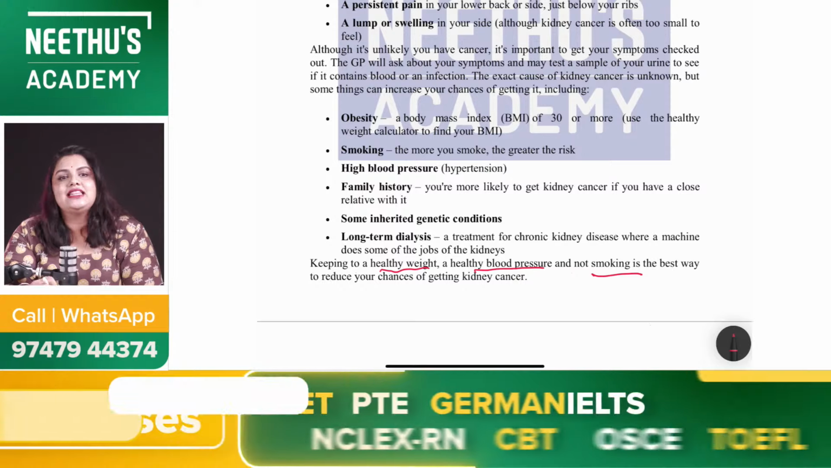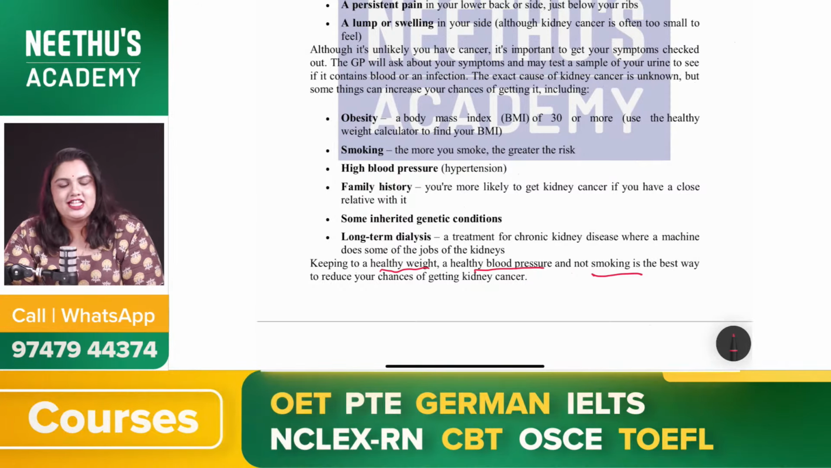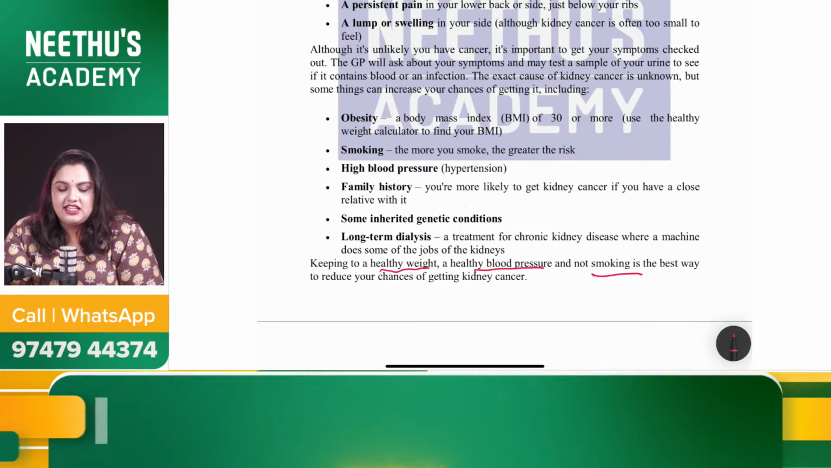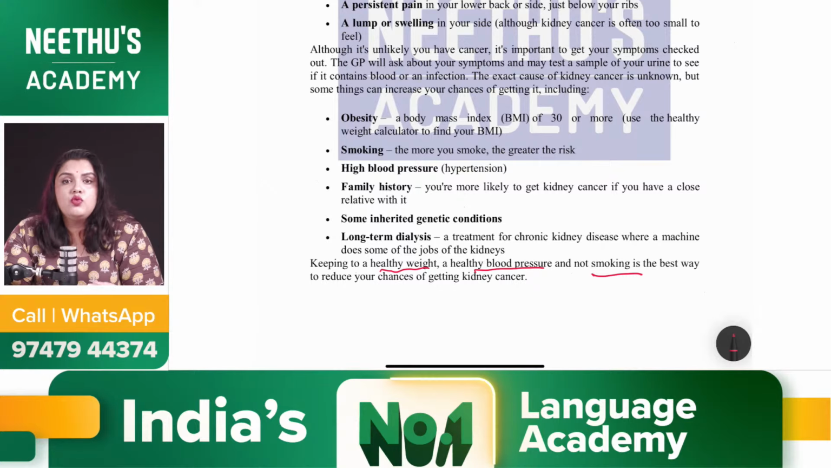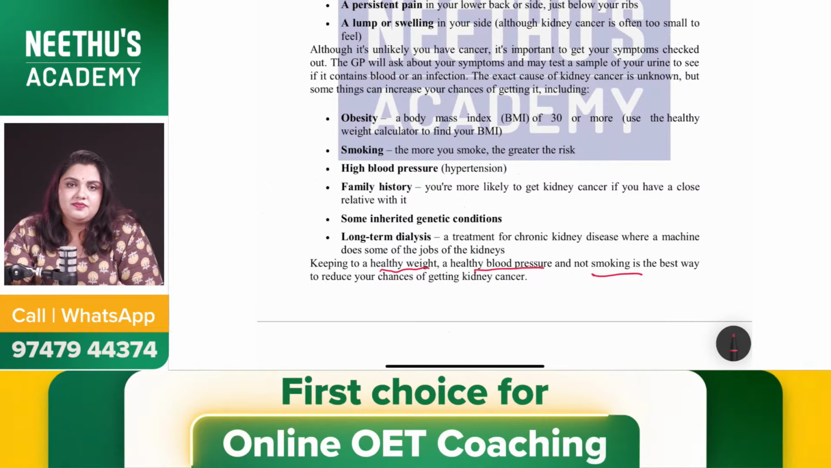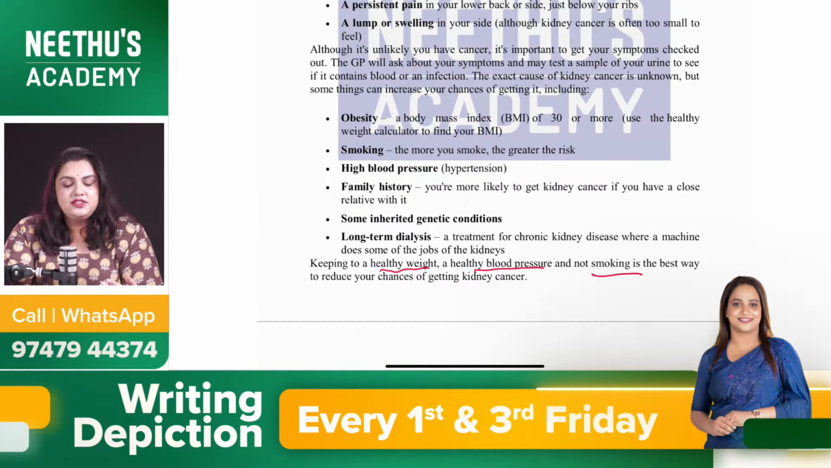So what does text A say? Text A gives us a brief introduction. What is kidney cancer, who does it affect, what are the symptoms if at all there are, for a kidney cancer, and who are at major risk, and how can you avoid getting a kidney cancer. These are what is said in text A. Now let's move on to text B.